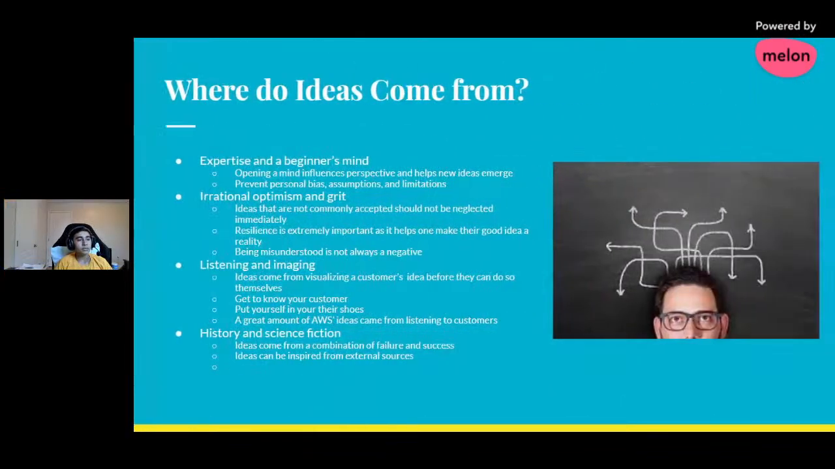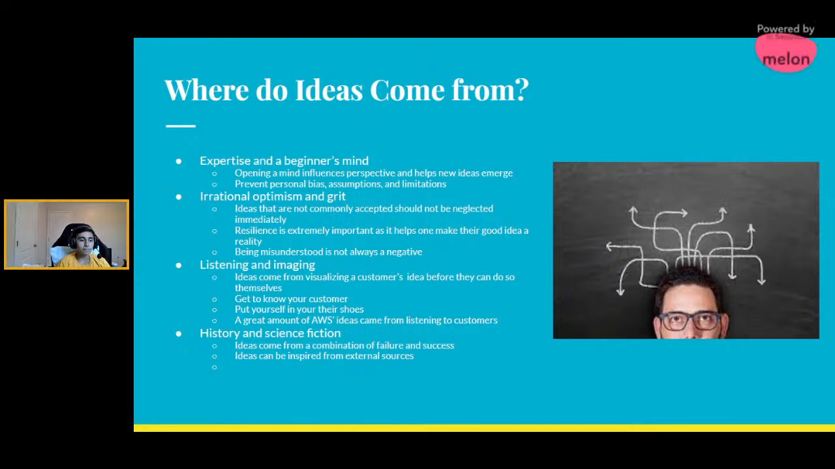Okay, where do ideas come from? We have four general places. So the first one is expertise in a beginner's mind. So opening a mind influences perspective and it helps new ideas emerge. You want to prevent personal bias, assumptions, and limitations. Irrational optimism and grit. Ideas that are not commonly accepted shouldn't just be neglected immediately. Resilience is extremely important because it helps one make their good idea a reality, and being misunderstood is not always a bad thing.